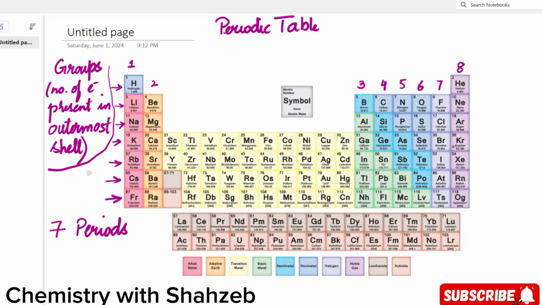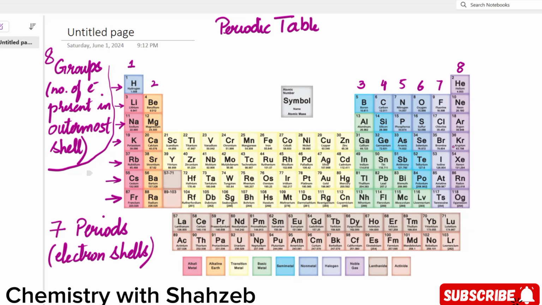These periods represent the total number of electron shells. So how many periods are there? There are 7 periods and there are 8 groups. First of all, group 1 and group 2 are metals.